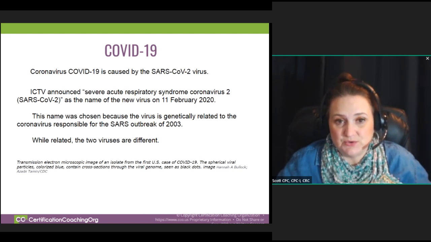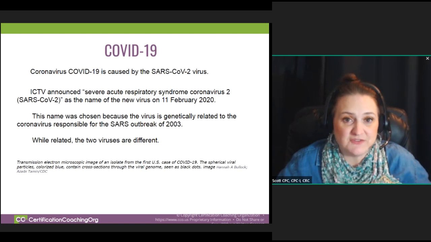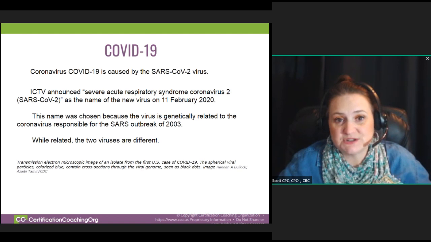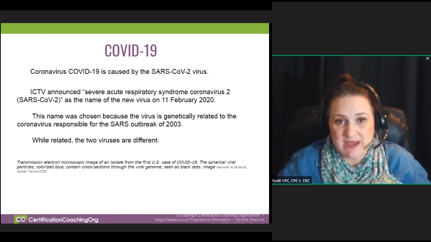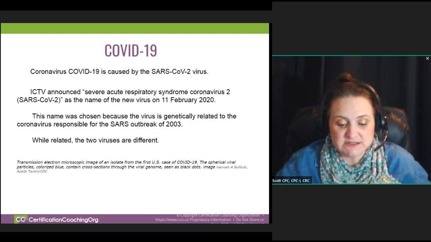Because it was new, they don't know the results, how it's going to affect people. They know it's respiratory, but they say 2 to 14 days. Now we've got more information about people that are asymptomatic. They've got it, but they don't know it, and they're passing it. So that's why it's spread so rapidly.